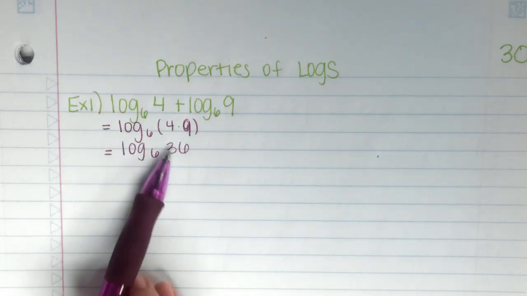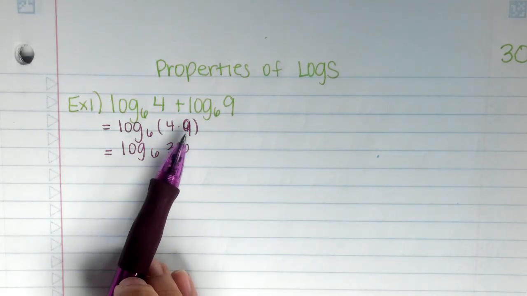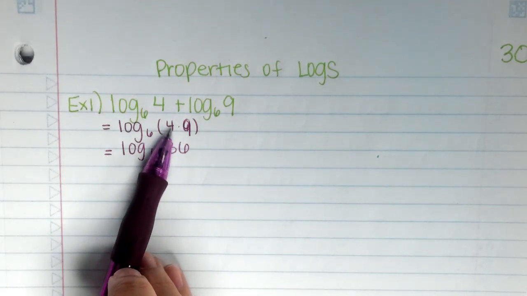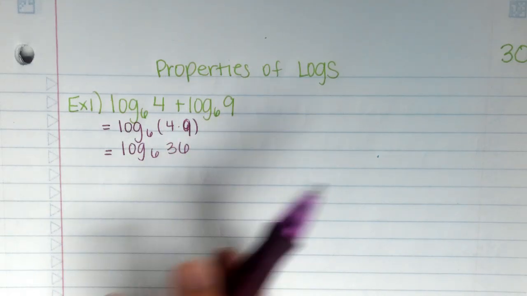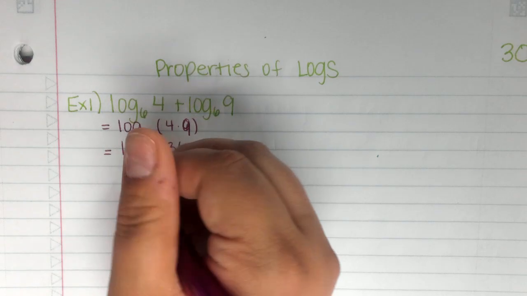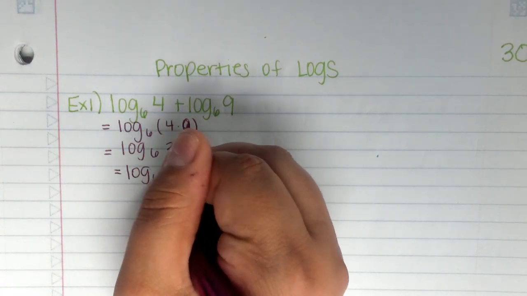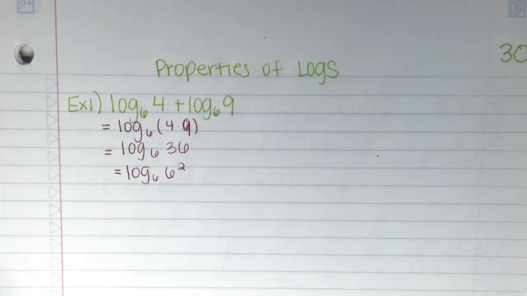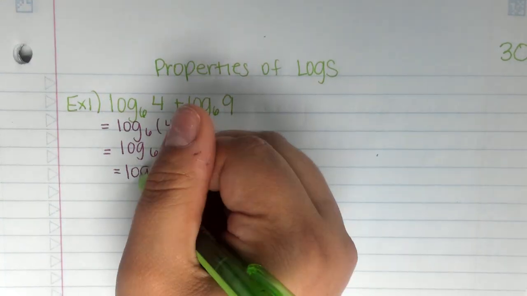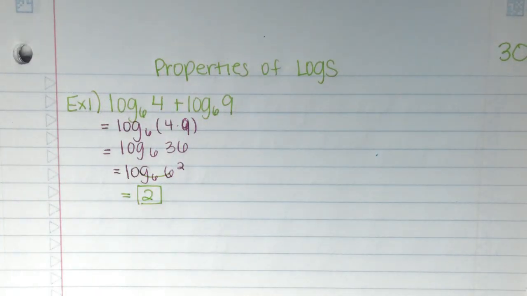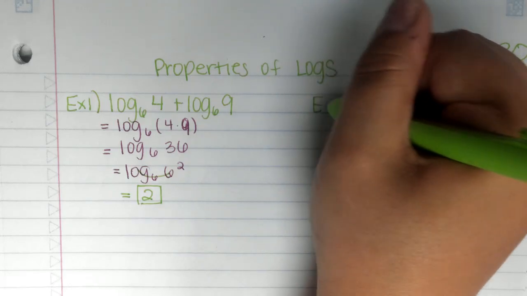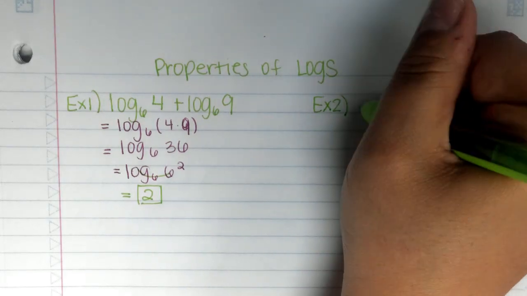By the way, do you see how I have a parentheses right here? You have to have the parentheses. If you don't, then it looks like you're just taking the log base 6 of 4 and multiplying it by 9. So just be careful with that. What is that? Oh, 6 squared. And my answer is 2. No, that's it. We're simplifying. What questions can I answer?